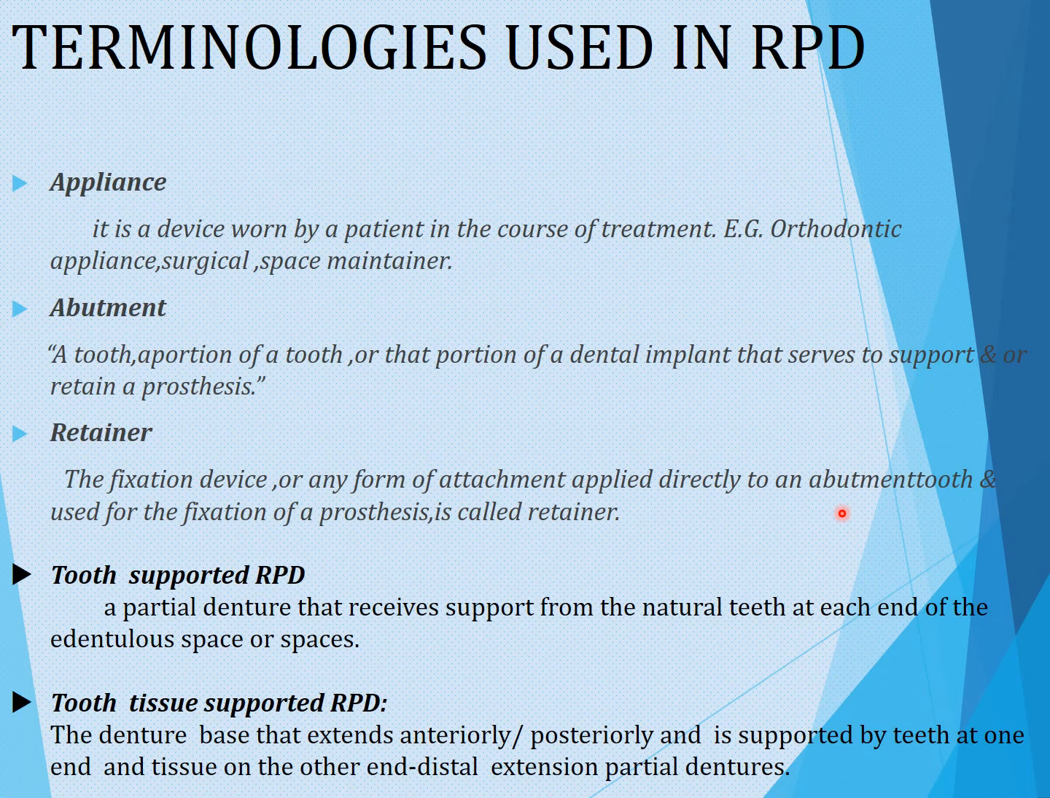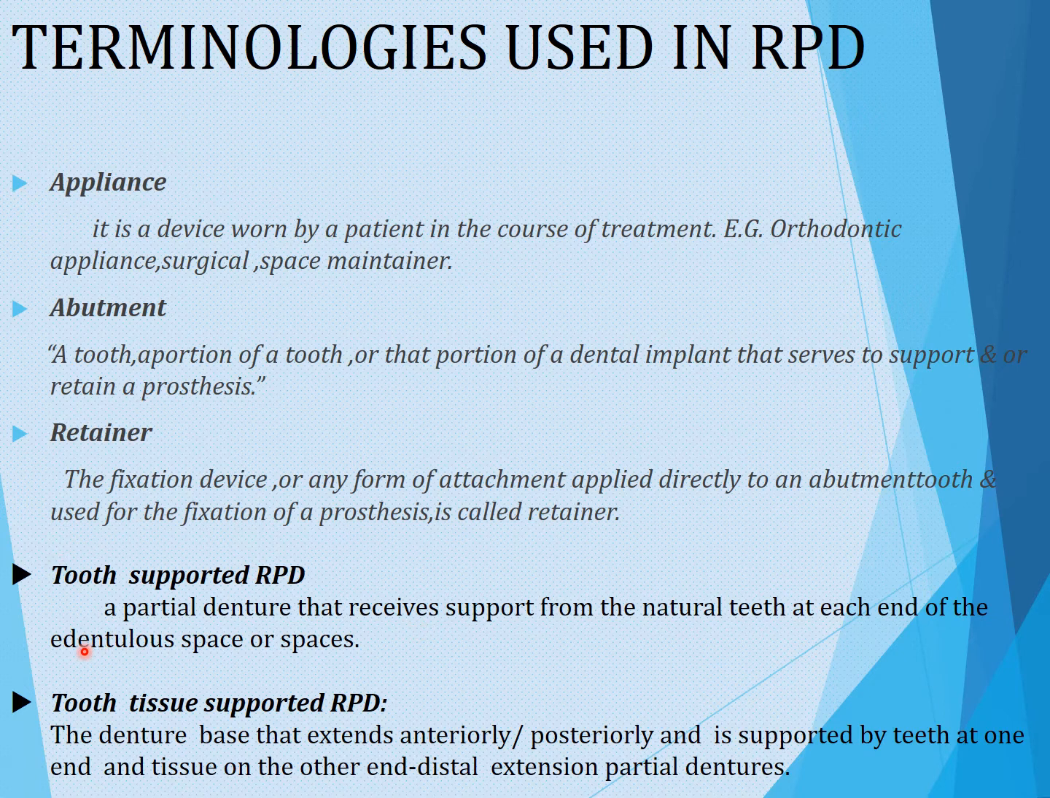Coming to the basic terminologies used in an RPD. An appliance is a device worn by a patient in the course of treatment. It can be a space maintainer, or a surgical appliance. Abutment is a tooth, a portion of a tooth or a portion of a dental implant that serves to support and retain the prosthesis. Retainer is a fixation device or any form of attachment applied directly to an abutment tooth and used for fixation of a prosthesis. So this is known as a retainer.